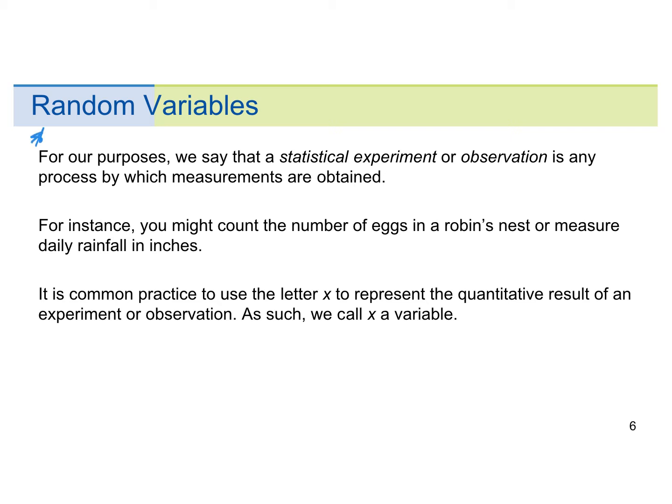So now random variables. For our purposes, we say that a statistical experiment or observation is any process by which measurements can be obtained. For instance, you may count the number of eggs in a robin's nest or measure daily rainfall in inches. Those are two important ones because they actually are discrete and continuous, which we're going to get to in a second. It is common practice to use the letter X to represent the quantitative result of an experiment or observation. So we're going to call that X a variable.